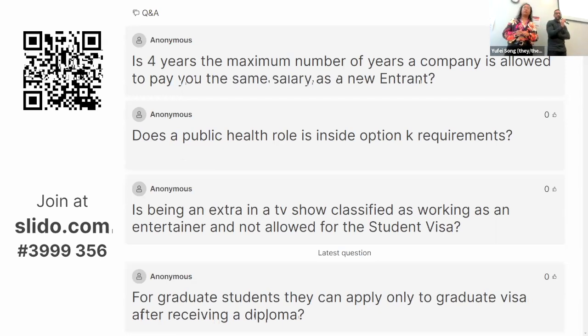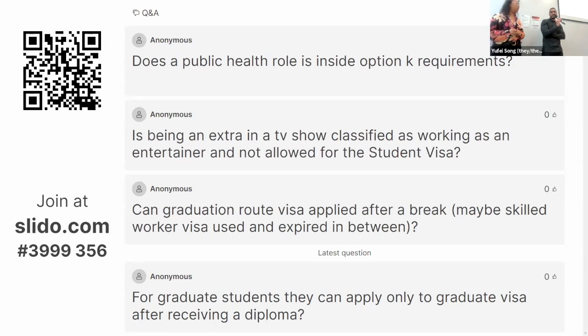Yeah, so that's in regards to the 4 years maximum. That's 4 years if you're switching straight from a student visa to a skilled worker as a new entrant. As I explained a short while ago, if you spend 2 years as a graduate, then you can only do 2 years as a new entrant, because the 2 years is taken from that 4-year limit.